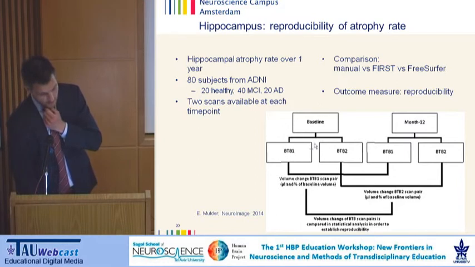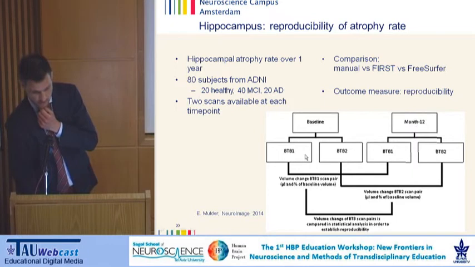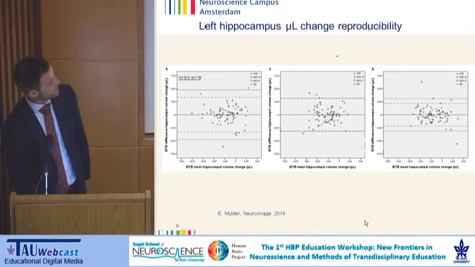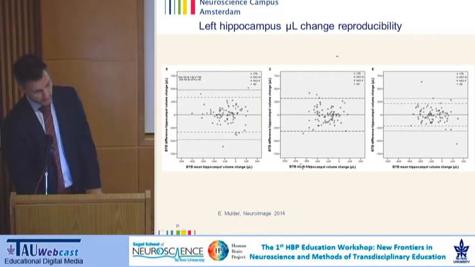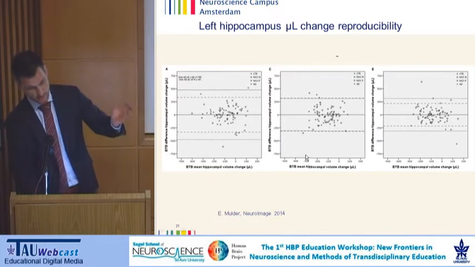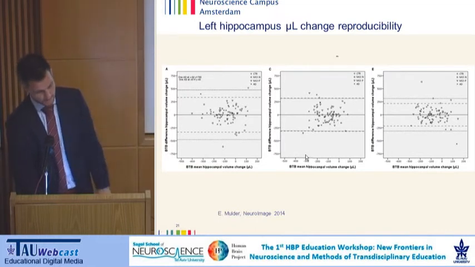So what we did in this study was just to compare using two scans at each time point. So we have a baseline scan and a month 12 scan. This is the ADNI1 data. We have two scans at each time point, and just using two pairs of scans we can assess the reproducibility of volume change measurement. So we have a manual expert outlining this hippocampus at all 4 scans. We have 2 automated methods doing the same. So the 2 scans were acquired immediately after each other.